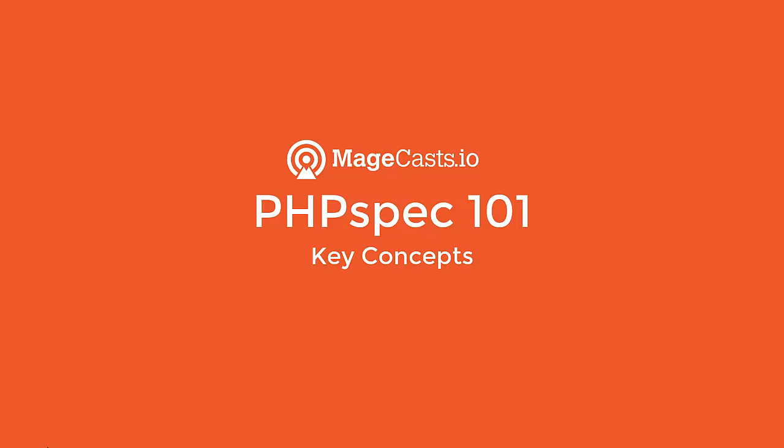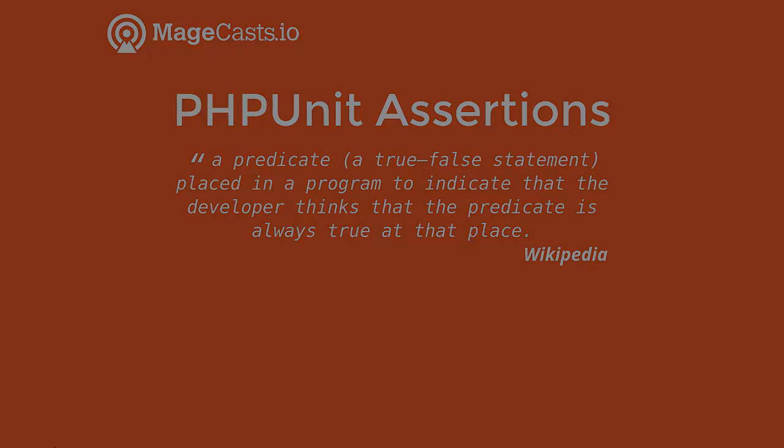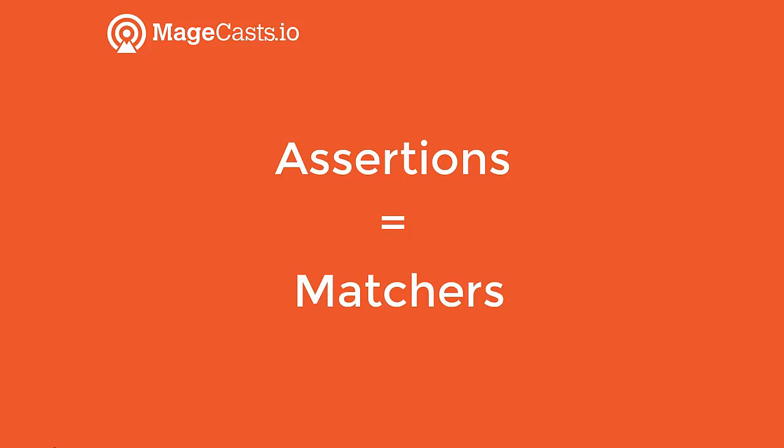Anyone coming from a PHPUnit background should be familiar with the concept of assertions, which are used in a unit test to check for an expected outcome. However, in PHPSpec, instead of having assertions, we make use of matchers. Matchers are special language constructs that we use to specify the behavior of the object that we're trying to test.